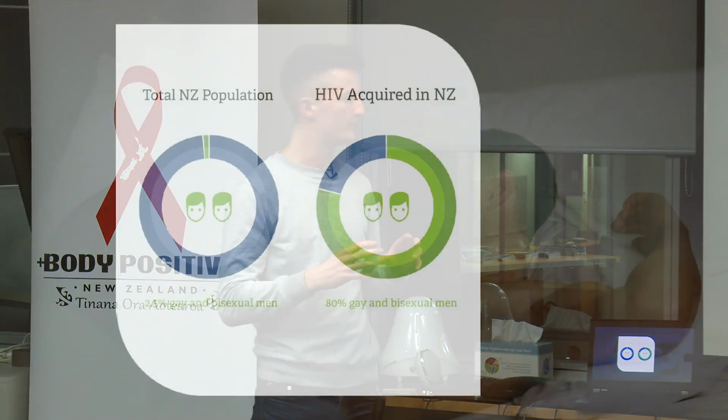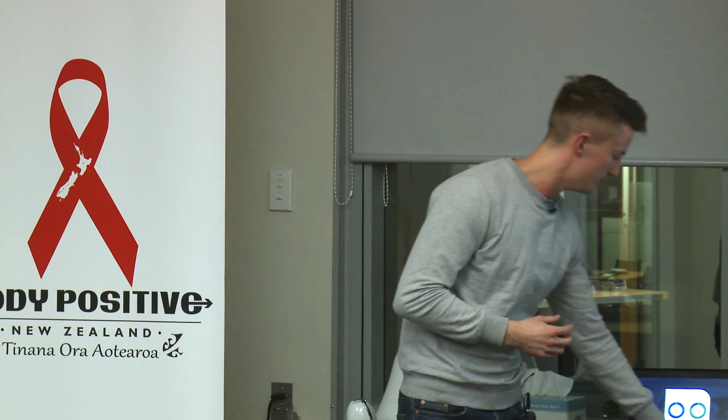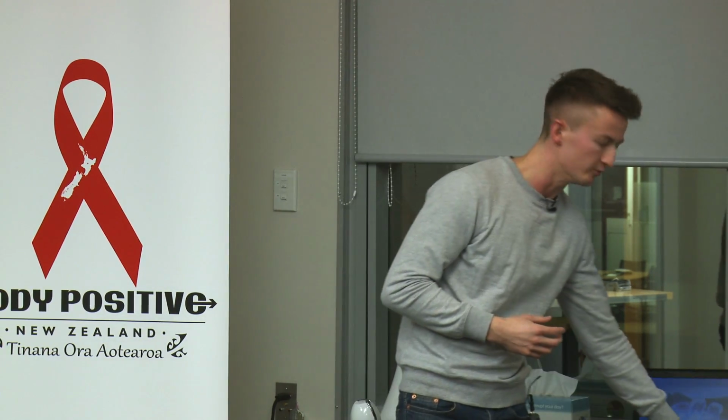So looking at the proportion of diagnosis, gay and bisexual men make up 80% of the HIV where the person was infected in New Zealand. And when you compare that to the estimate that gay and bisexual men make up 2.5% of New Zealand's population, you really get to see the overwhelming burden of the epidemic on this group. And there's three key reasons really why gay and bisexual men are so overrepresented in HIV statistics, and not just in New Zealand, but every country in the world.